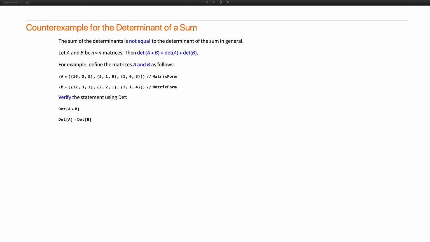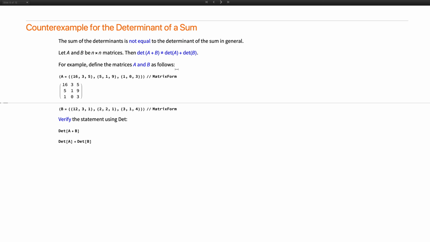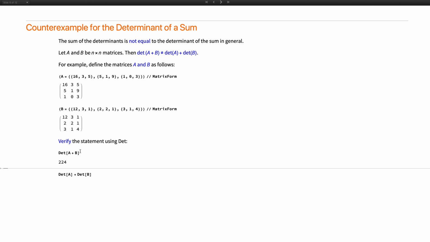And just as a note of caution, if you have a sum of two matrices, then the sum of determinants is in general not equal to the determinant of a sum. So you do not have determinant of A plus B equal to determinant of A plus determinant of B. So here are two matrices A and B, and if you try and work out determinant of A plus B, that's not the same as determinant of A plus determinant of B.